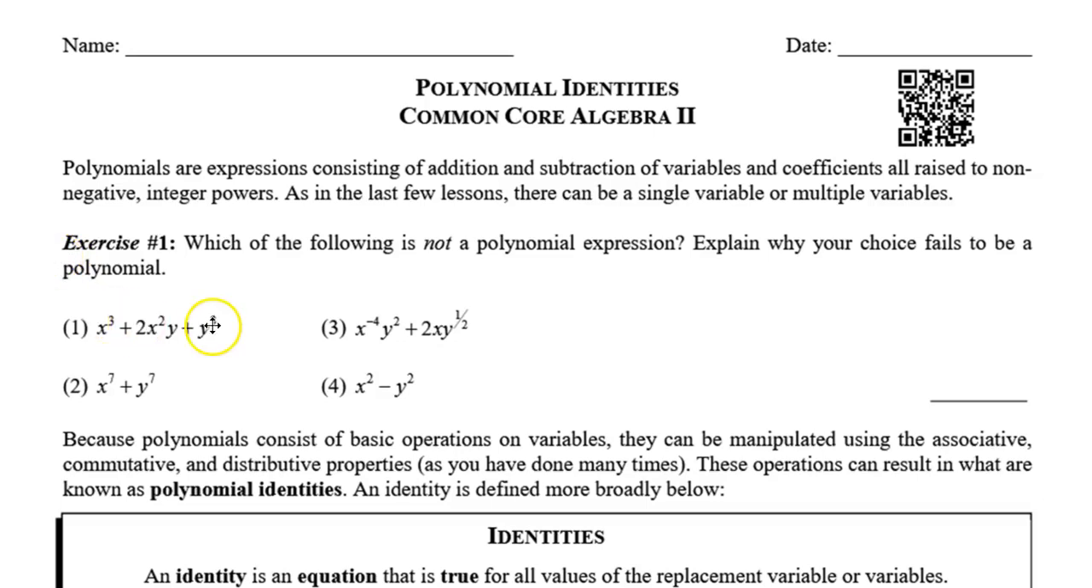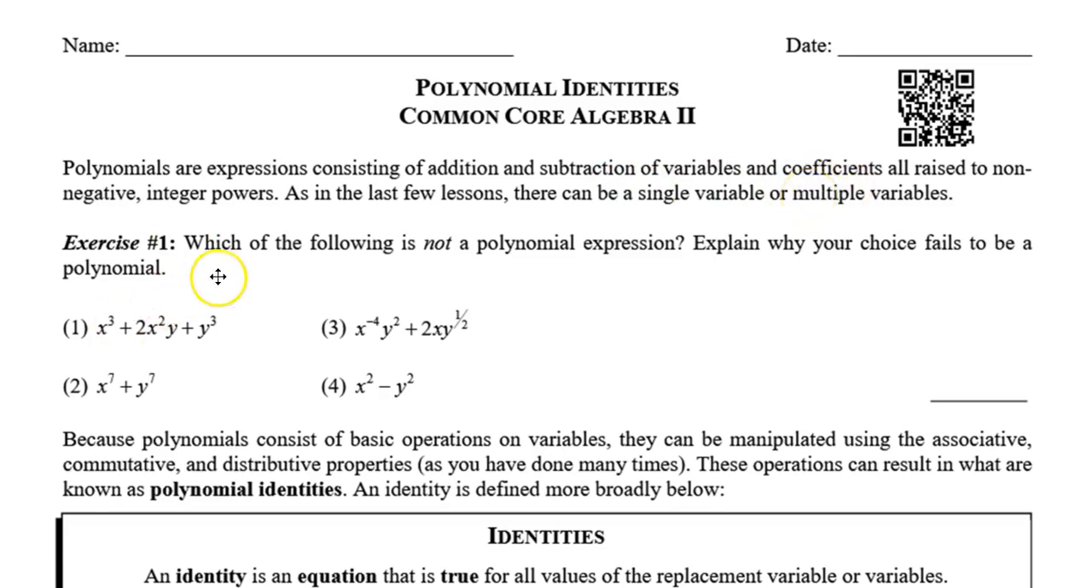In this recording, we're going to learn about polynomial identities. As it says here in the first paragraph, polynomials are just expressions of addition and subtraction of variables and coefficients, all raised to non-negative integer powers. So the exponent has to be a whole number, right? Like 0, 1, 2, 3, 4, 5. And we can have single variables or multiple variables.